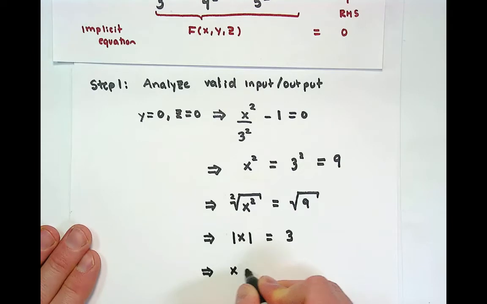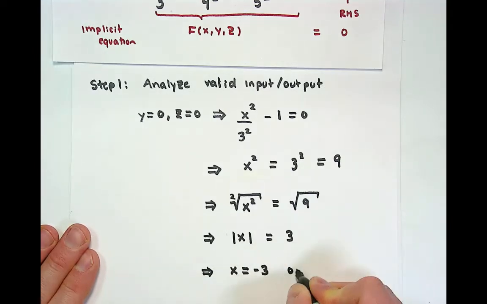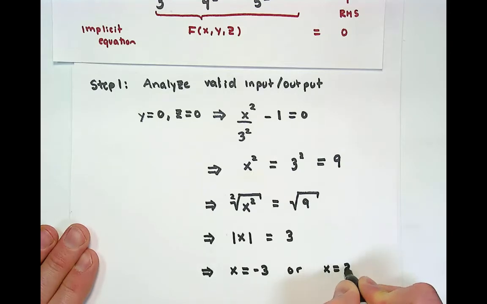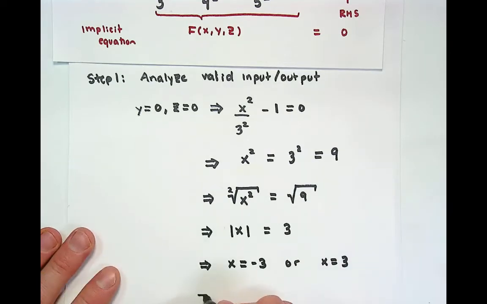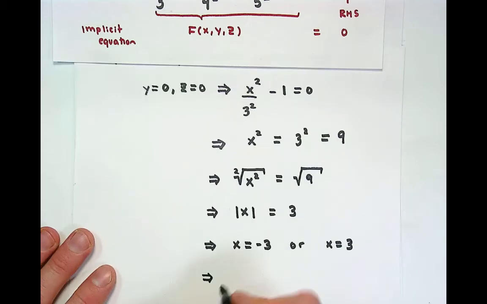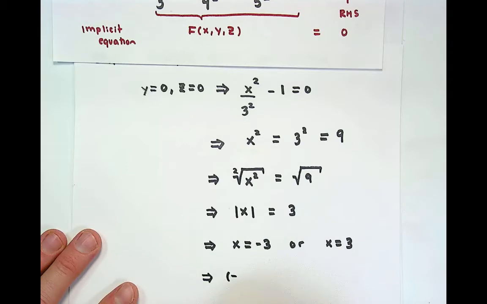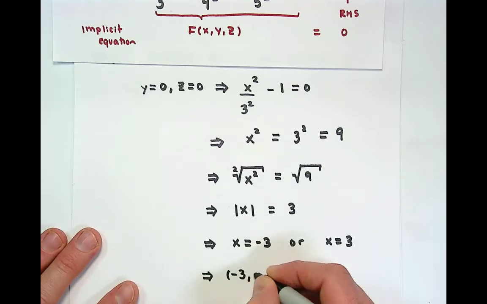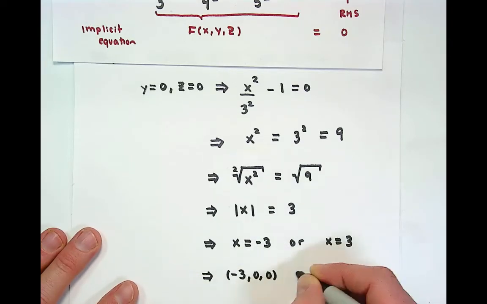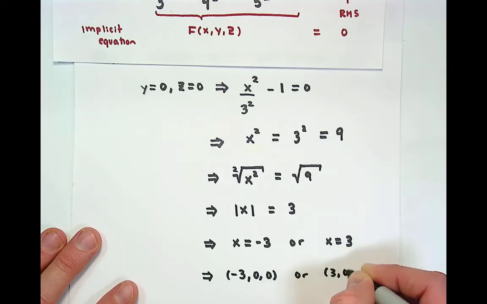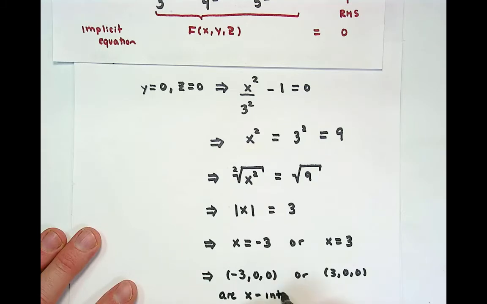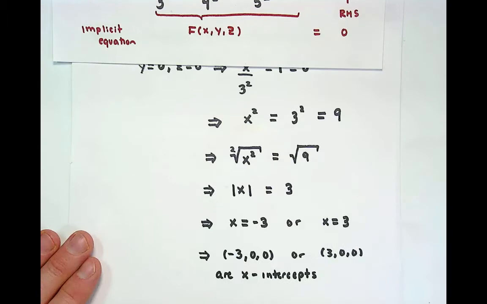When we solve this equation, we have that at that particular line, this is going to be x equal to negative 3 or x equal to 3. And this actually gives us the intercept. So we're actually doing two things at once. We see that there are two x-intercepts. One of them is at (-3, 0, 0), and the other one is at (3, 0, 0). And these are called x-intercepts, where the ellipsoid passes through the x-axis.